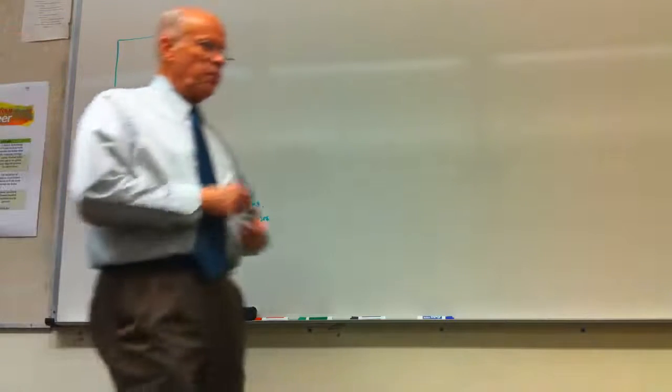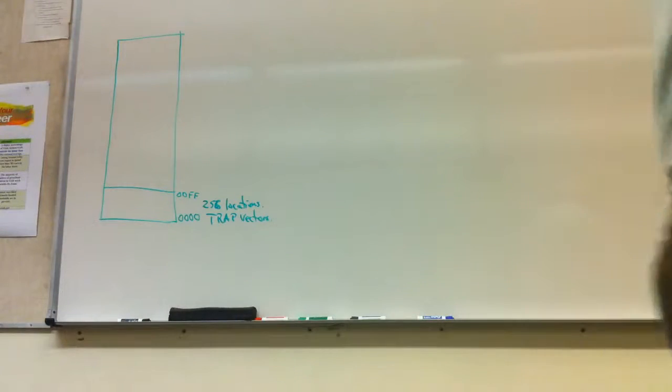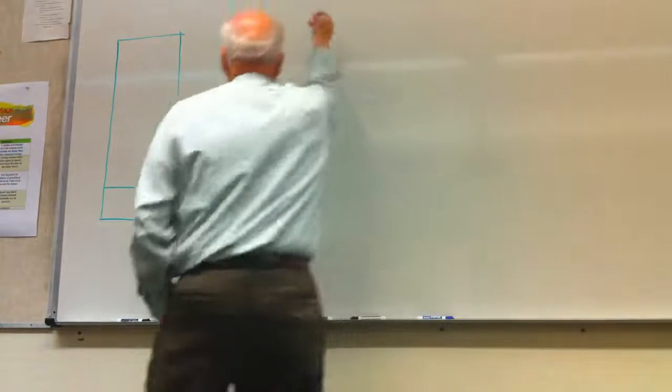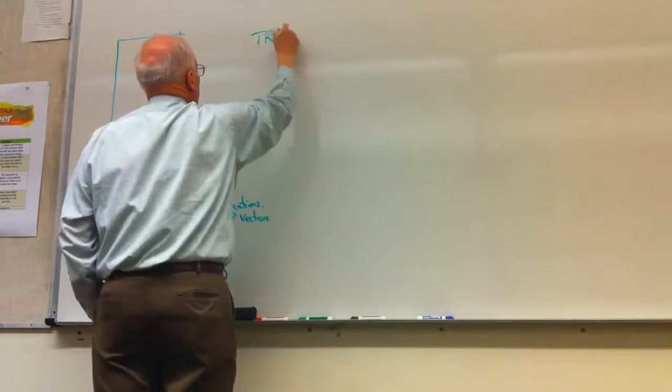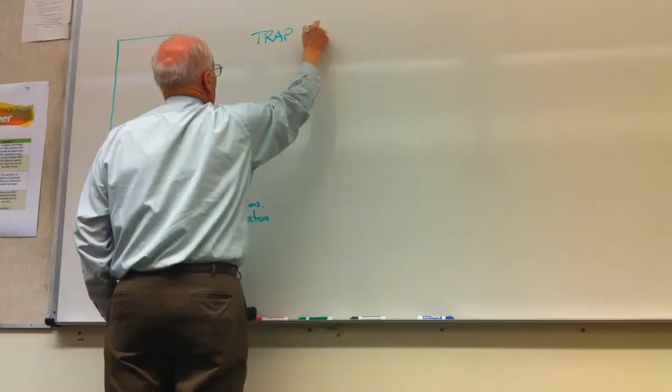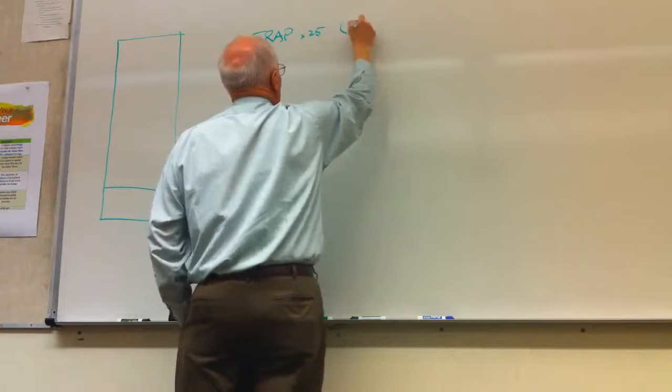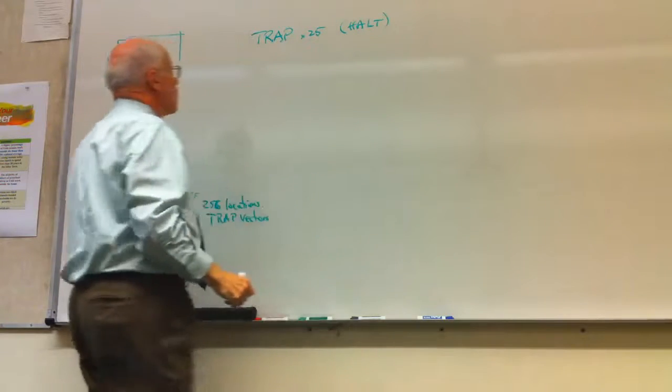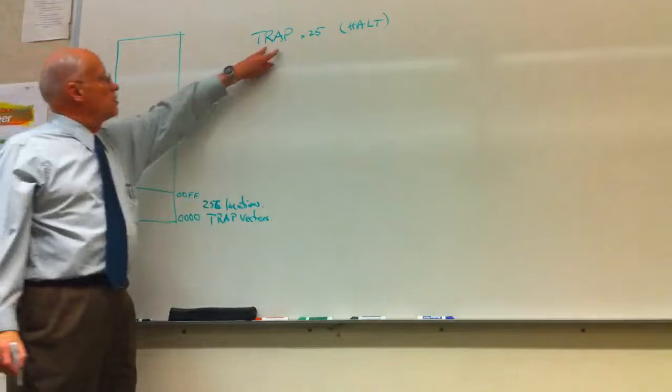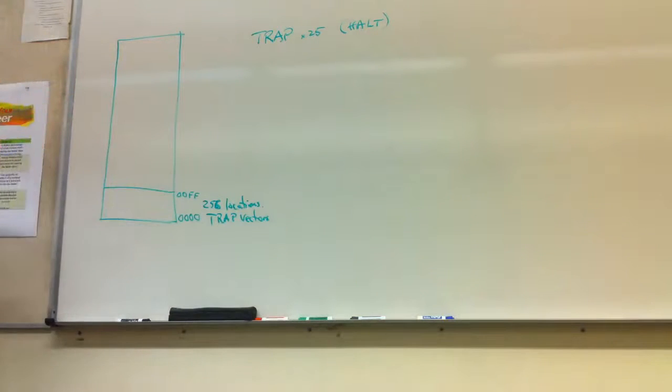It's kind of interesting where the term vector comes from, because on this system, all you have, and we can take the trap 25, which is a halt. What that really does, it's almost a subroutine call. It differs a little bit. It's kind of an indirect subroutine call, I guess.